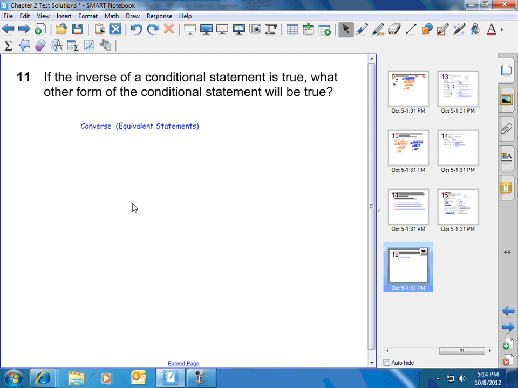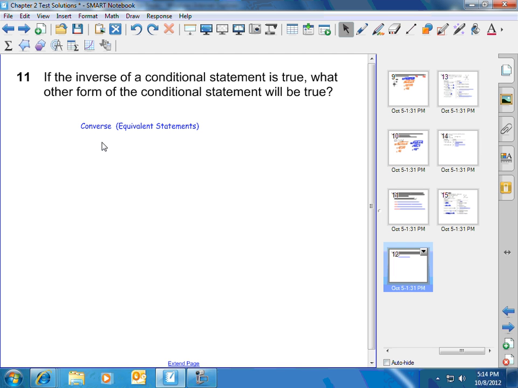Number 11, if the inverse of a conditional statement is true, what other form of the conditional statement will be true? Remember, we talked about equivalent statements. Your converse and your inverse are equivalent. That means they're either both true or both false. So if the inverse is true for a conditional statement, the converse will be also.